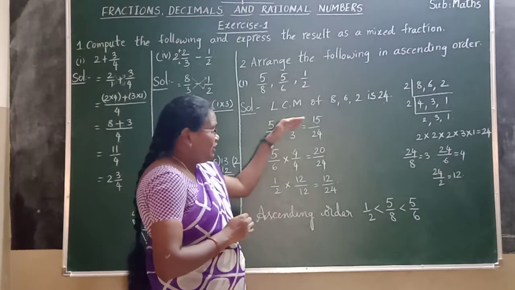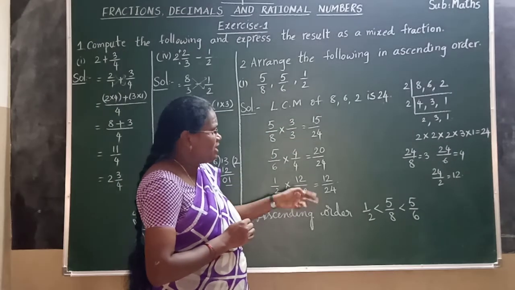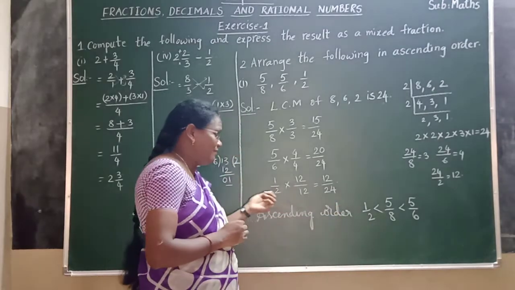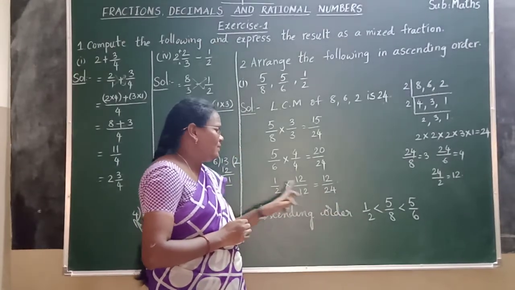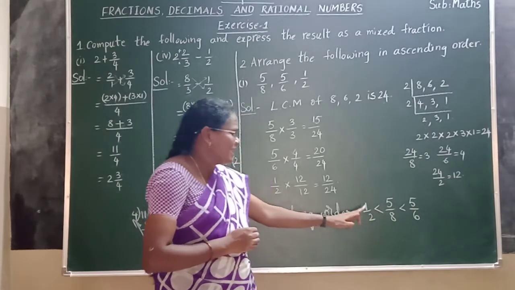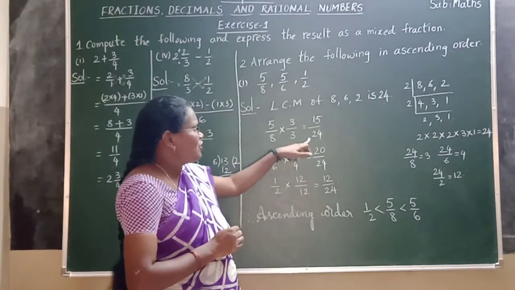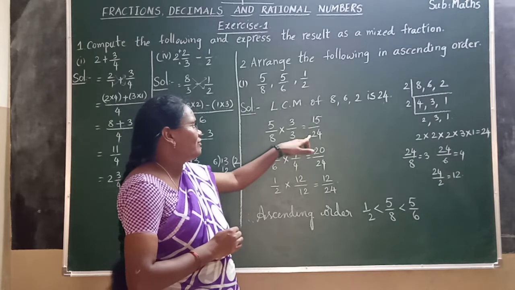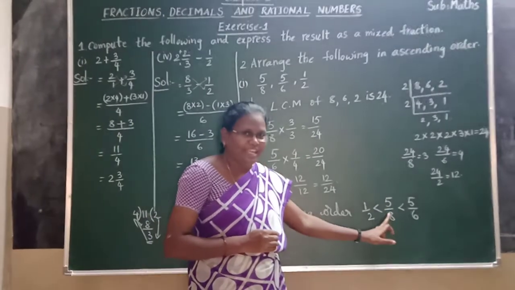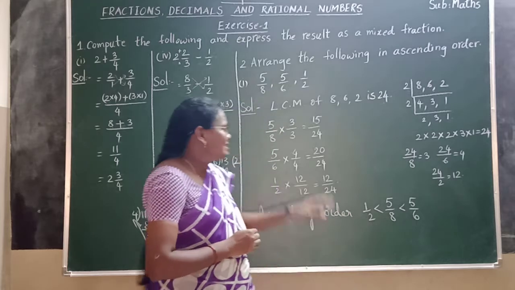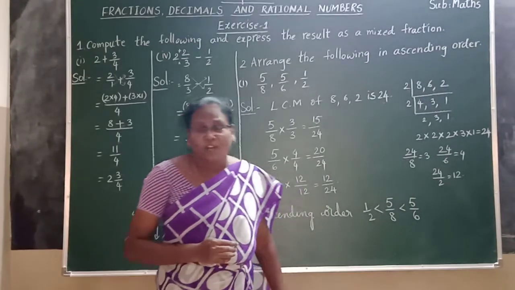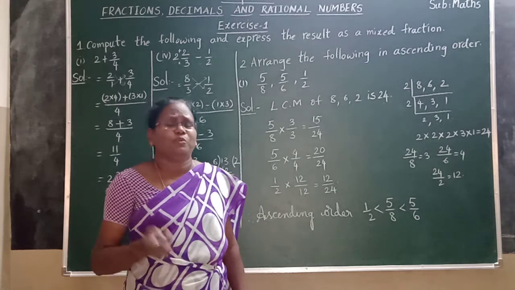Ascending order. Of the three numbers, which is the smallest? 12 by 24. We don't write this 12 by 24; we have to write the fraction only. 12 by 24 means what is the number? 1 by 2, greater than, next, less than. The next number is 15 by 24 and 20 by 24. 15 by 24 means which fraction? 5 by 8. 5 by 8 is less than the next fraction, the last, 5 by 6. This is the ascending order, and the second sub question you will do at home.